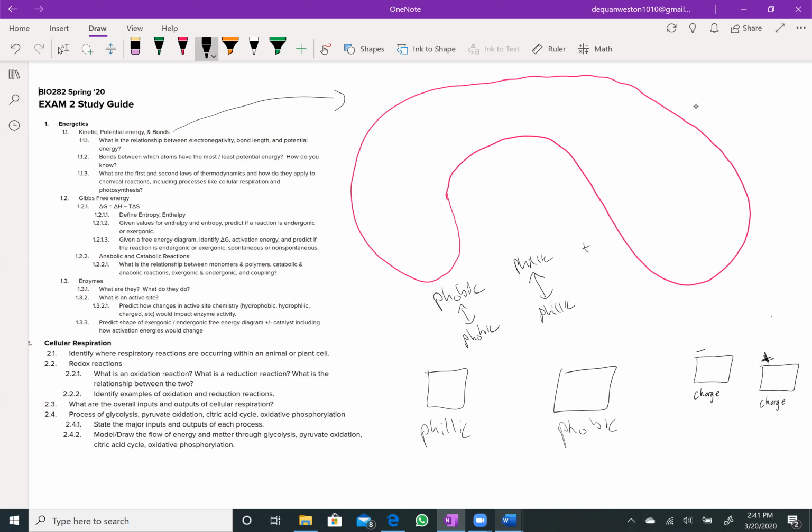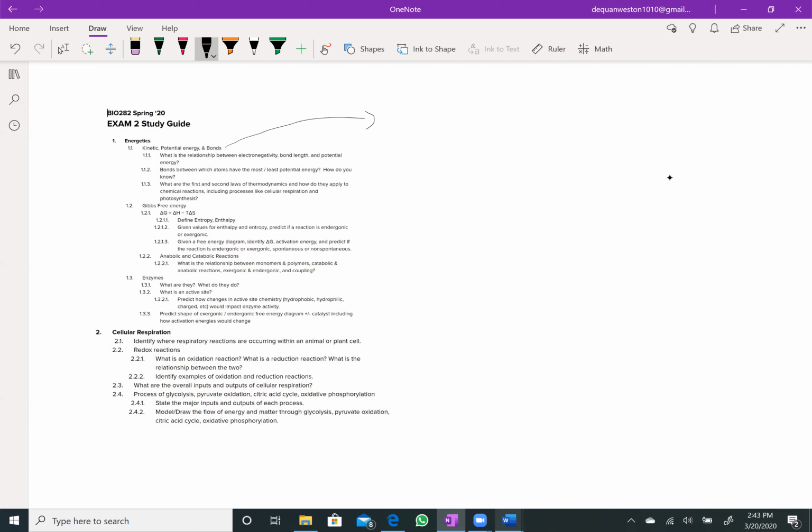We just talked about the free energy diagram. Cool. So how does everybody feel about section 1, energetics? Is there anything you want to go brush back up on? Anything that I could explain better? Anything at all?